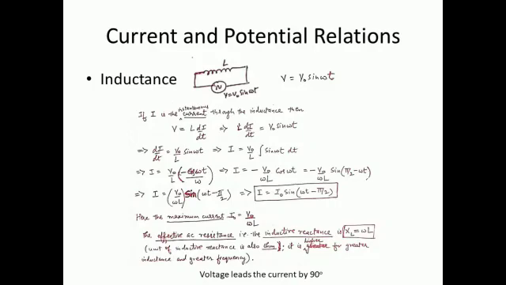So we see that the maximum current I naught will be simply V naught divided by omega L. So the effective AC resistance, that is the inductive reactance, can be expressed as XL equal to omega L. The unit of inductive reactance is also ohms, and it is higher for greater inductance and greater frequency. So what we see is that the voltage leads the current by 90 degrees. So when the voltage becomes maximum, current is still 0.